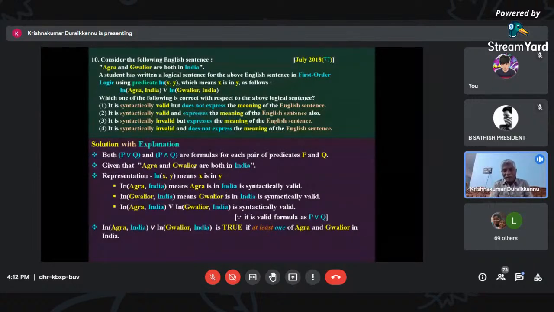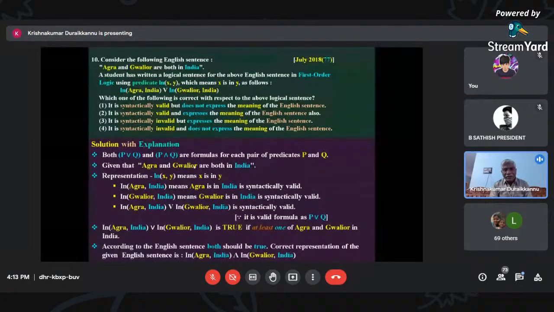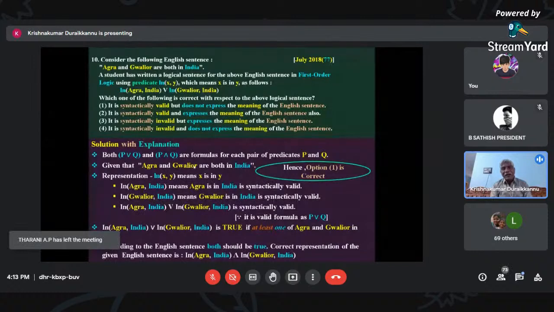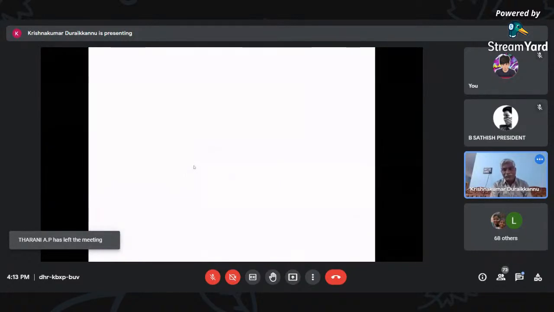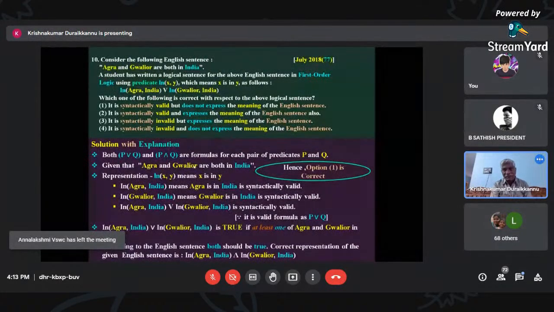But our condition is that both are in India. So according to the English sentence, both should be true. The correct representation of the given English sentence is In(Agra, India) and In(Gwalior, India). So what is our correct option? Hence option 1 is correct. That means it is syntactically valid, but does not express the meaning of the English sentence. So option 1 is correct.